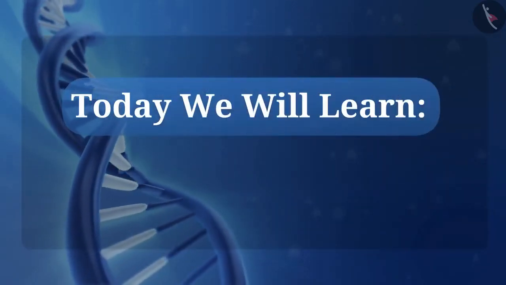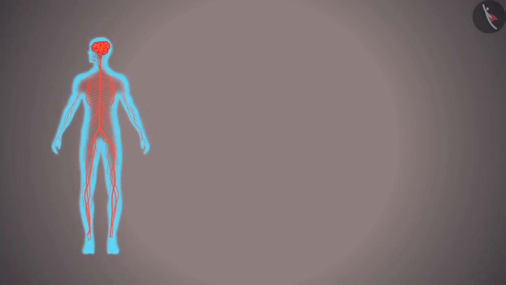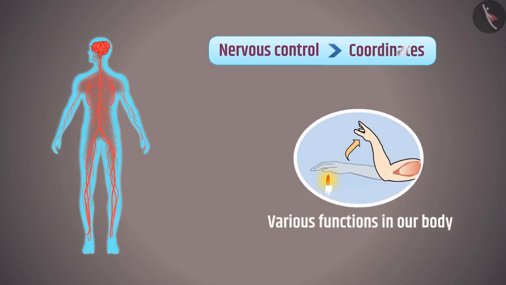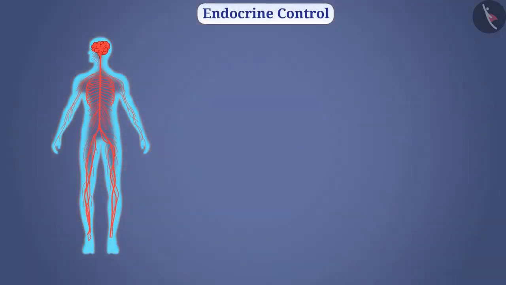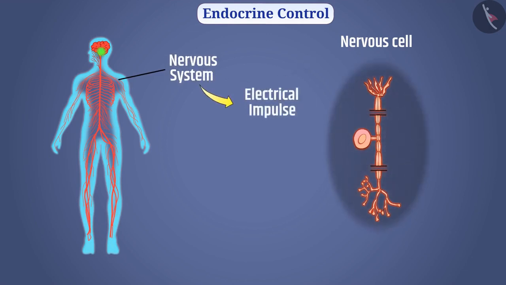Today we will learn about endocrine control. In the previous video, we learned that nervous control coordinates various functions in our body. But not every cell in our body is connected to the nervous system. Therefore, the nervous system cannot carry the electrical impulse to all the cells of the body.